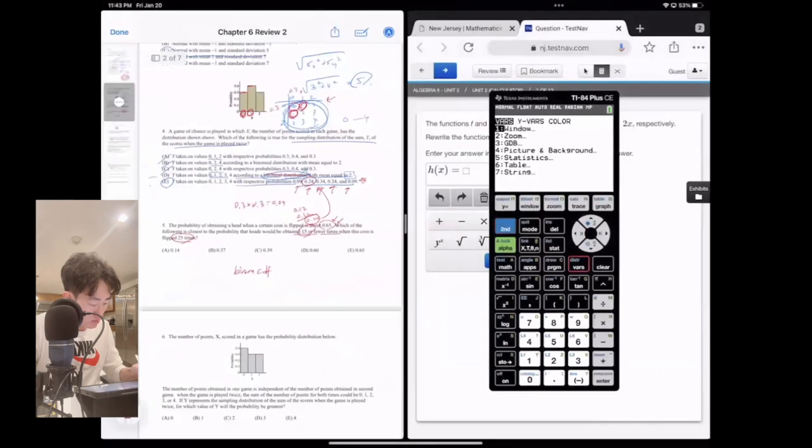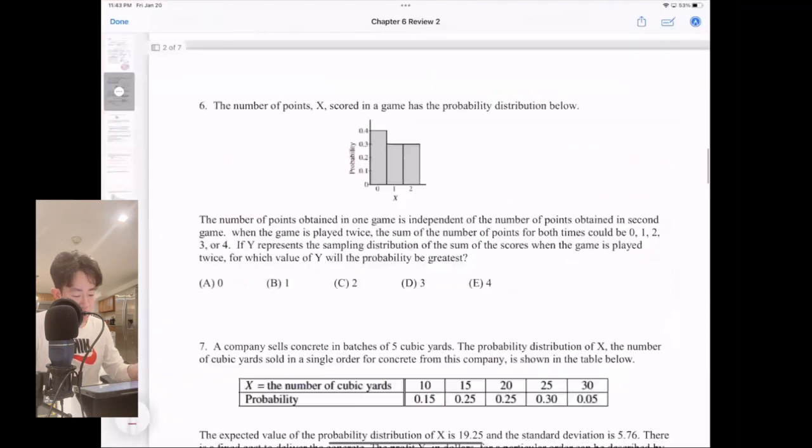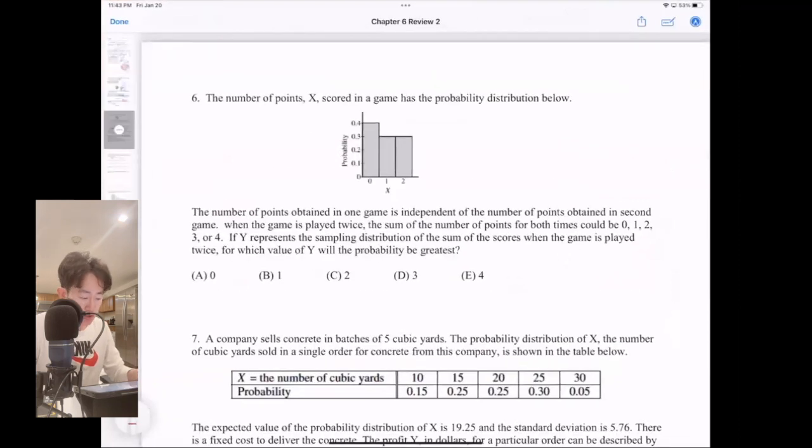Second vars, and then binomial CDF. I believe the trial should be 25, 0.65. Oh, I'm sorry. We want heads to be obtained 15 or fewer times, so that should be 15. Yes. And so the answer here should be 37%. Binomial CDF question. Number 6, the number of points scored in a game has the probability distribution below.